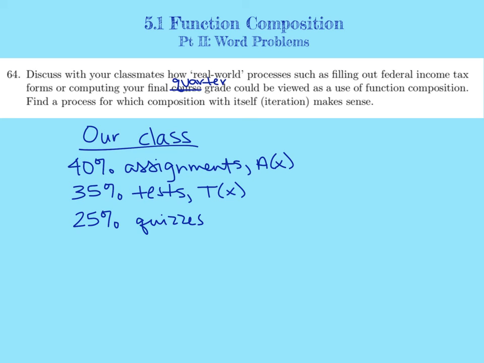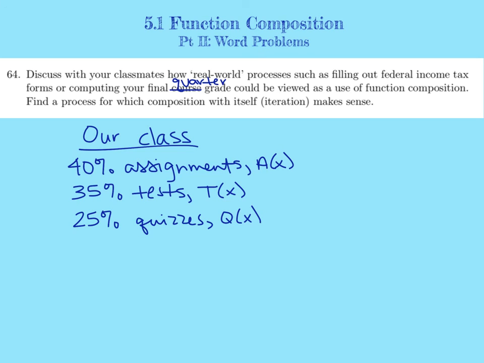In order to find your quarter grade, we have 40% of it is how you do on your assignments. We could call that A of X. 35% is how you do on your tests, your test grade, T of X. And 25% of your grade is based on your performance on the quizzes. We could call that Q of X. Now, to find A of X, T of X, and Q of X, you figure out how many points you got on assignments divided by the total number of possible points on the assignments. Same for tests and same for quizzes.